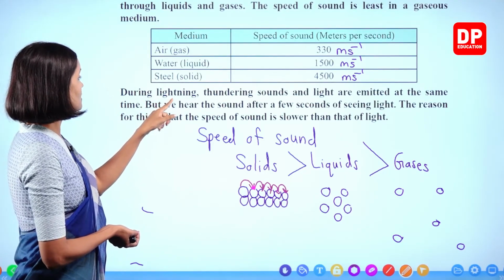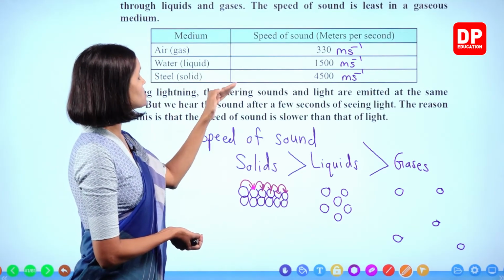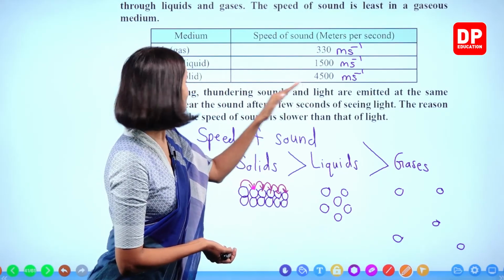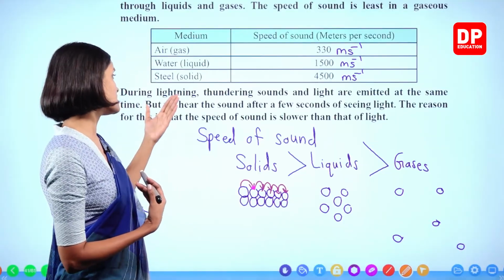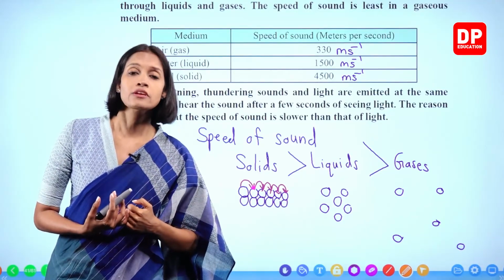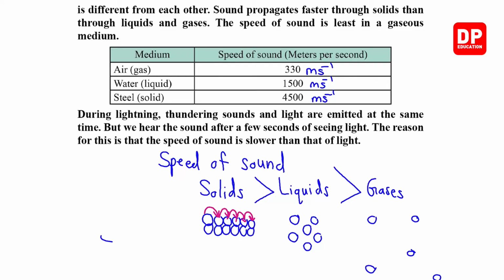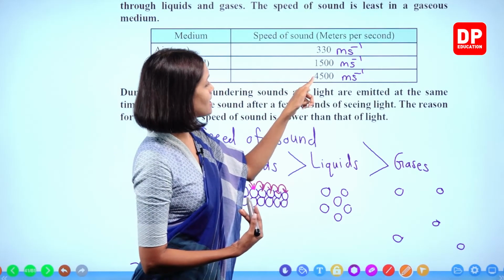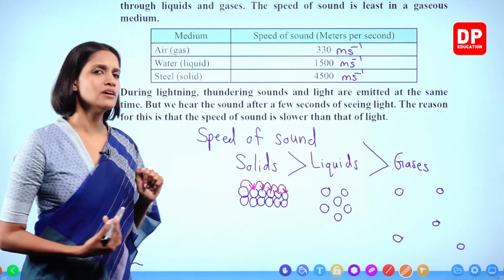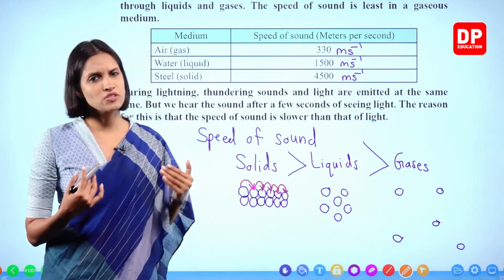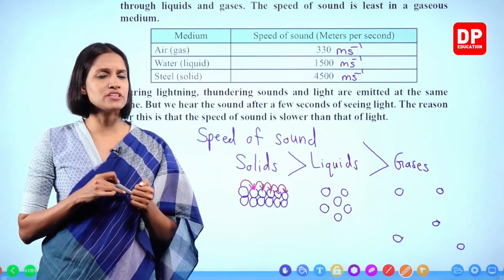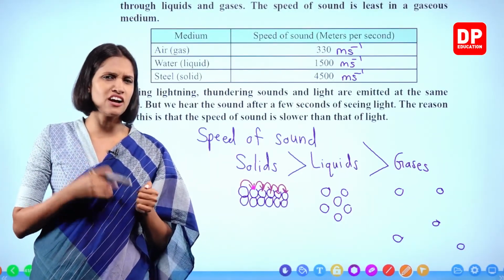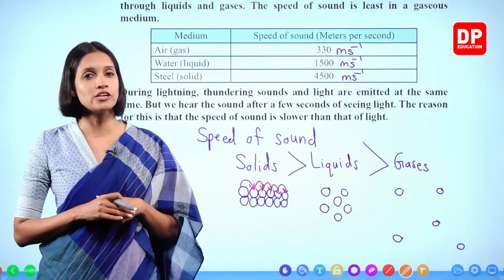During lightning, thundering sounds and light are emitted at the same time. When it's raining, we all experience this lightning and thundering. But have you ever experienced that most of the time, we see the light first, but we hear the sound later? After a few seconds, we hear the sound.